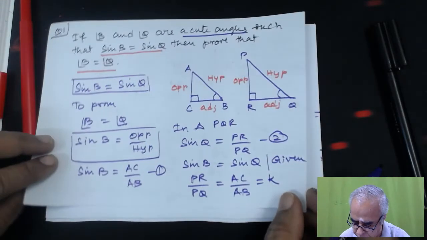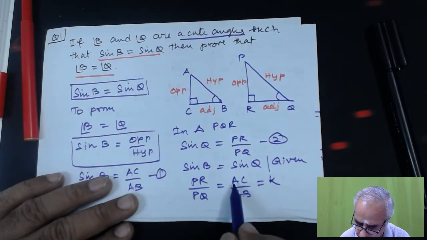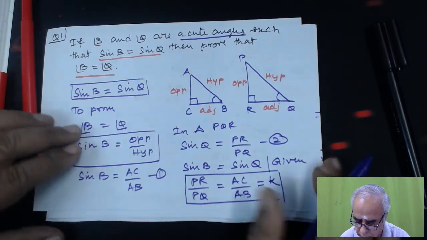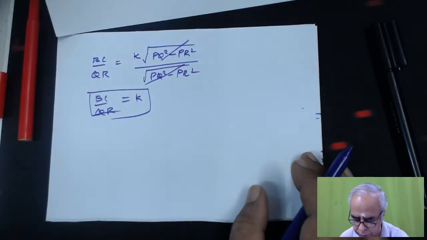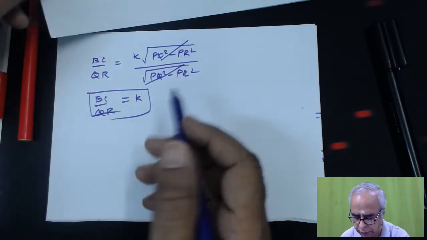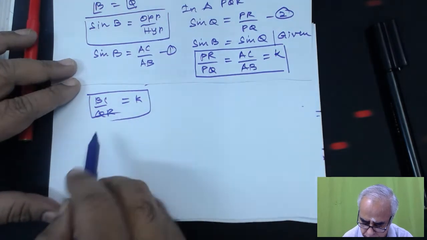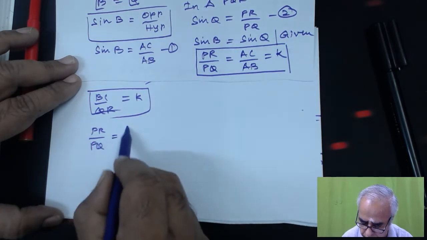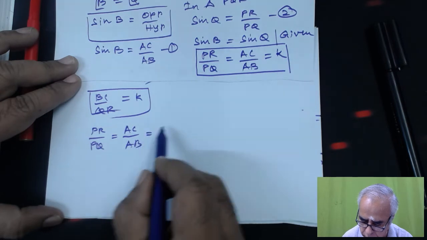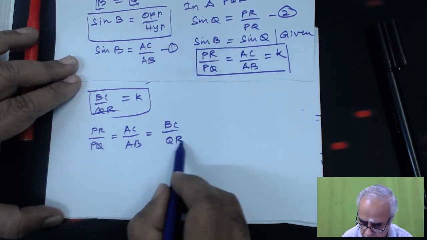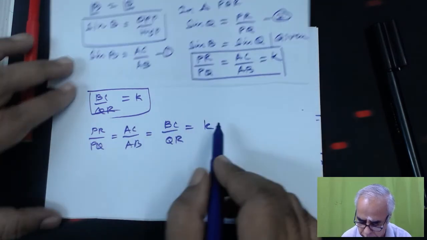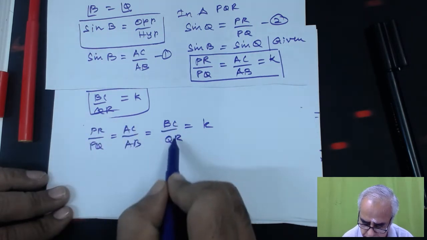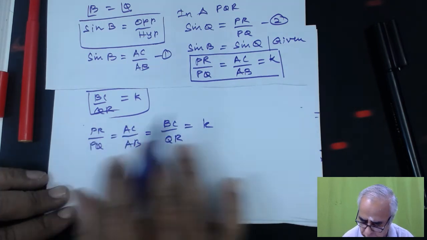So here we have got already PR by PQ, that is equal to AC by AB, that is equal to K, and we have another set of equation, that is BC by QR is equal to K. So in that case all these ratios are same, that is PR by PQ is equal to AC by AB, that is equal to BC by QR, that is equal to K. Since all of them are K, now we can show that, so we can apply the similarity theorem here.